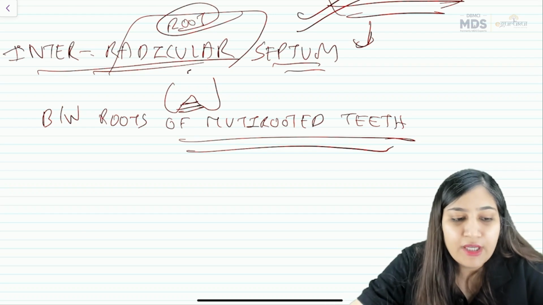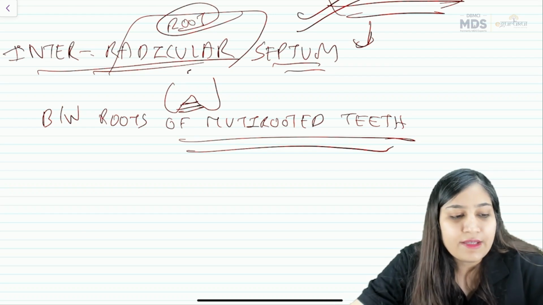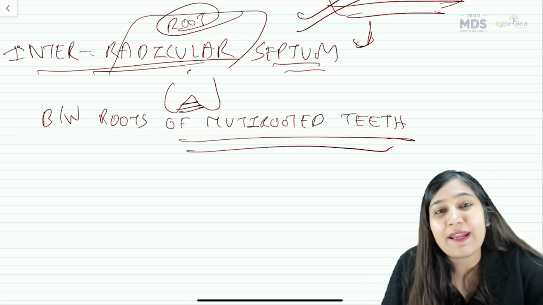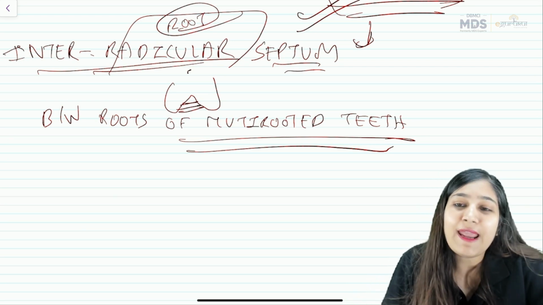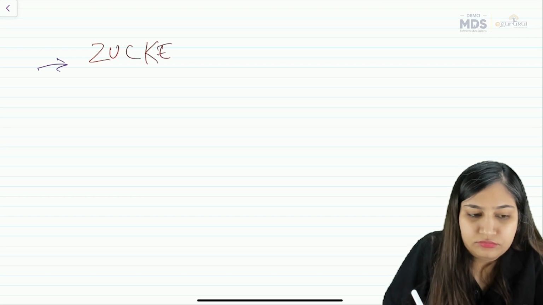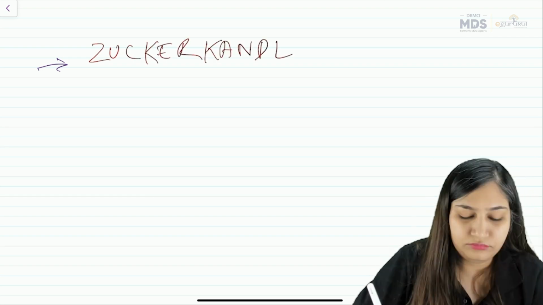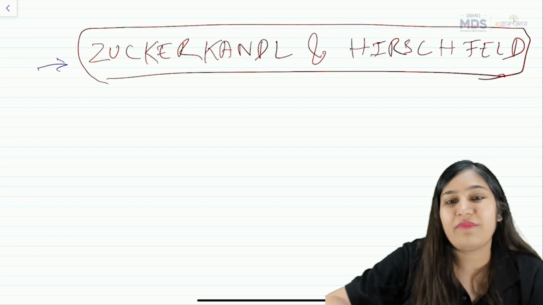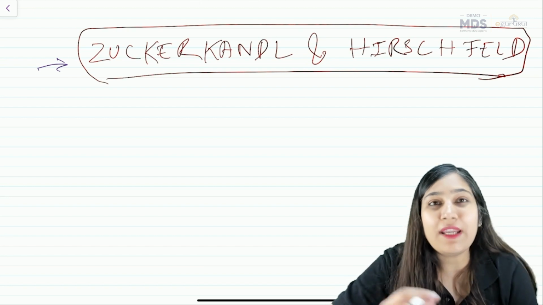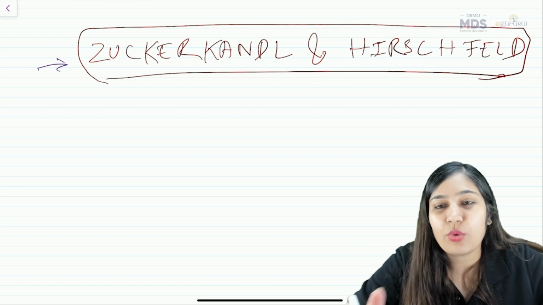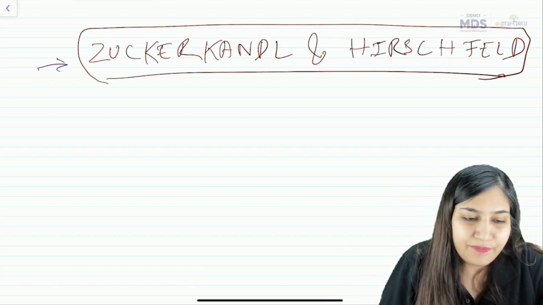Interdental and interradicular arteries, veins, lymph vessels, and nerves lie in canals called perforating canals of Hirschfeld and Zuckerkandl. So this is again an important MCQ question. Zuckerkandl and Hirschfeld canals, perforating canals.